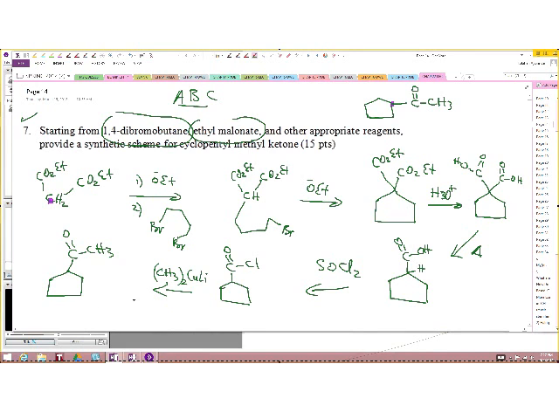Okay, so now you use the Gilman reagent to give you the product, which is this here.